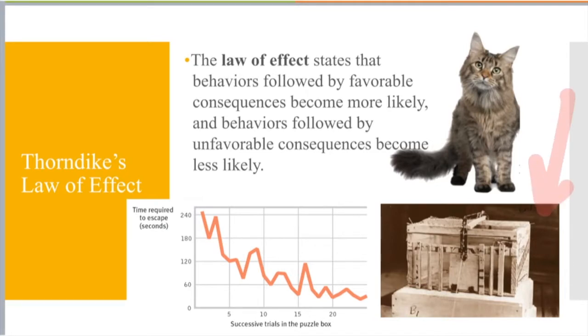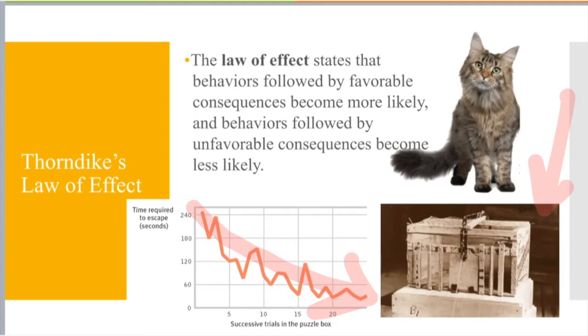He would put them in there, and they had to complete a task, solve a puzzle, and if they solved it, they got rewarded with food and were let out of the box. And basically what he noted was that the cats took less and less time to escape the box after repeated trials and rewards. So the more often they were rewarded for doing the task or the puzzle correctly, you can see the amount of time it took them decreased.